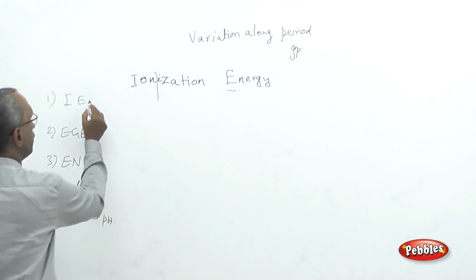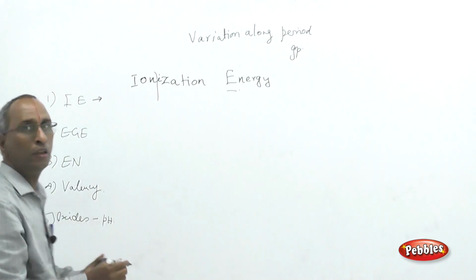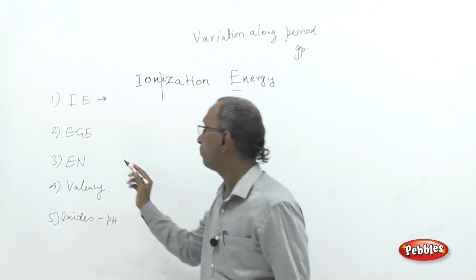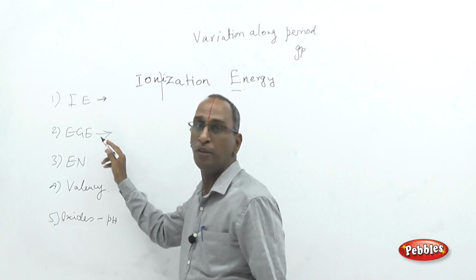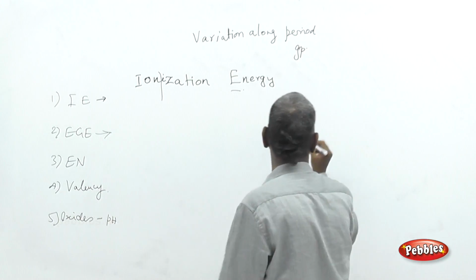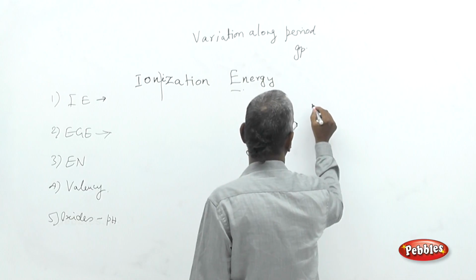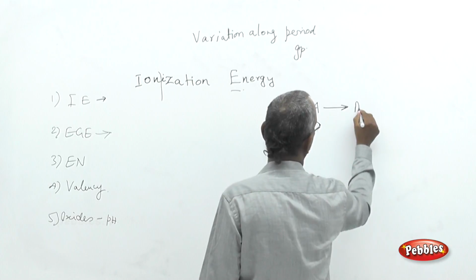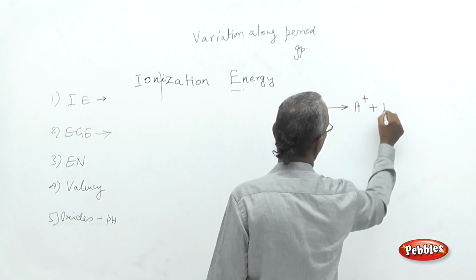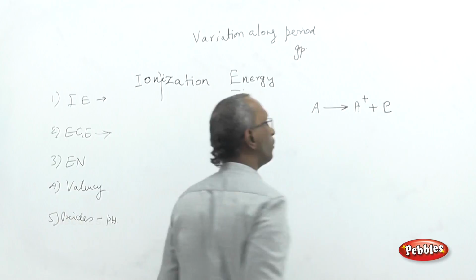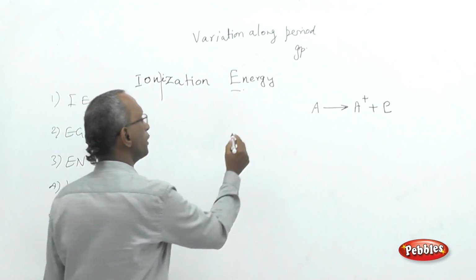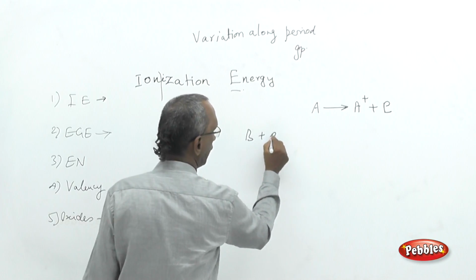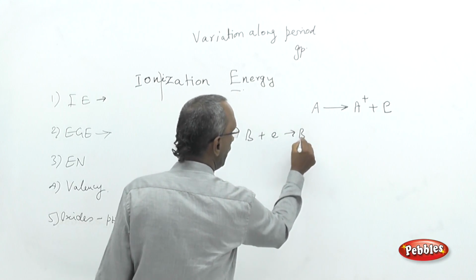So positively charged species are formed during ionization. Negatively charged species are formed during electron gain. What is meant by electron gain? Let us illustrate with an example. Let us consider any species A. If species A loses one electron, it becomes A plus. Let us consider another species B. Let it gain one electron. If it gains one electron, it becomes B minus.